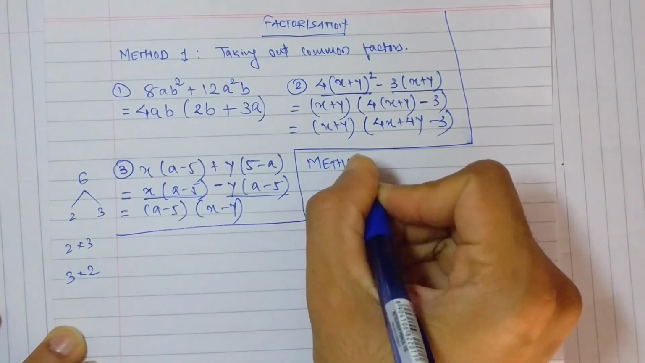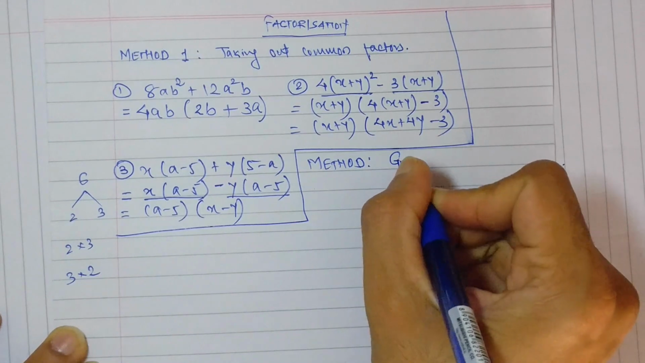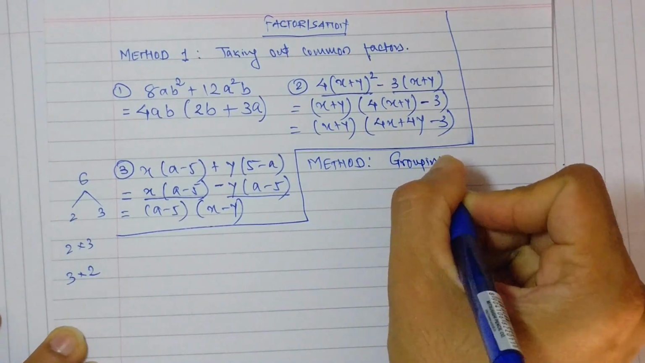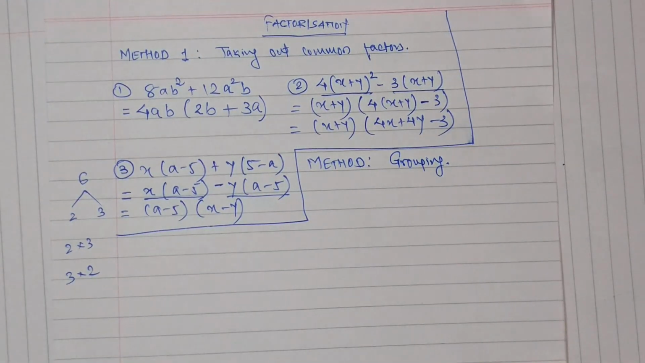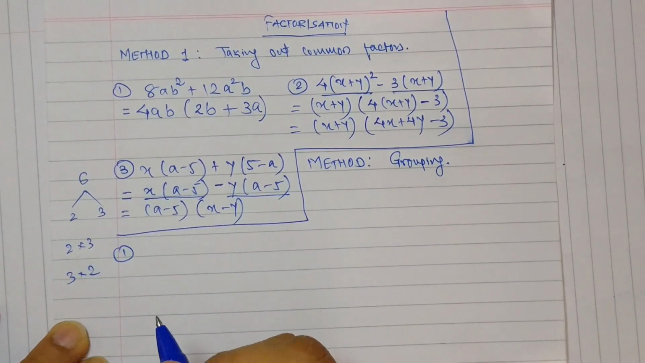Method 2 is grouping and taking out common. So I will write grouping. I have to group the terms together selectively and then take out common. Right? Let's take one example here. Number 1.